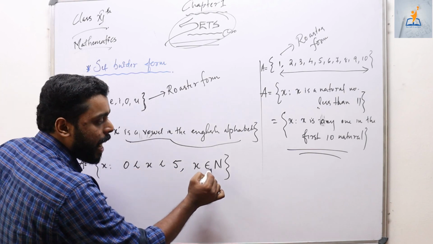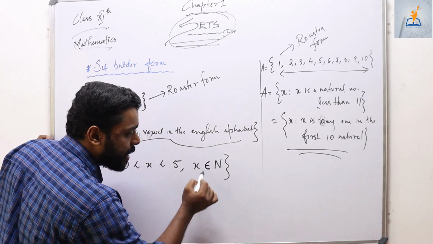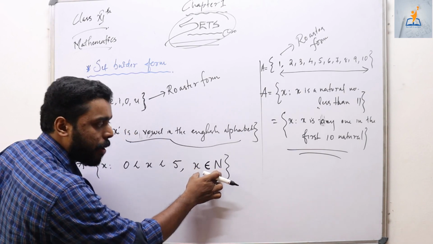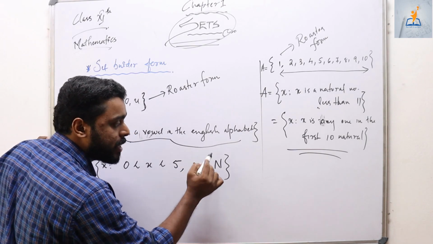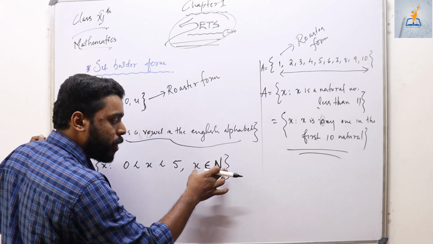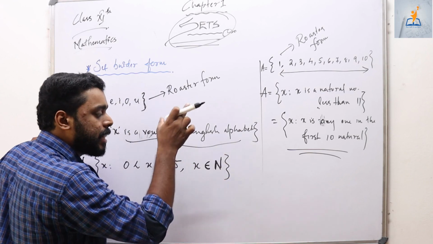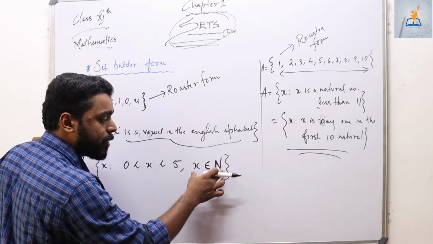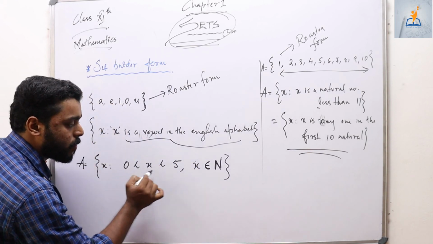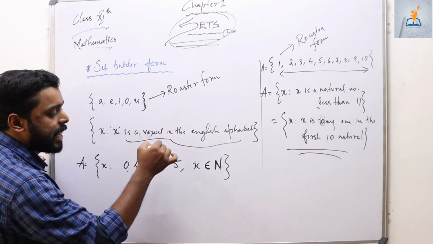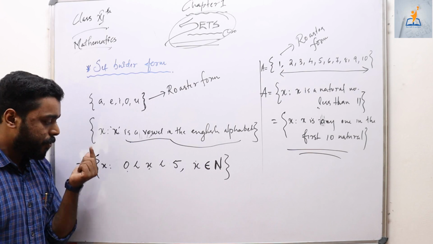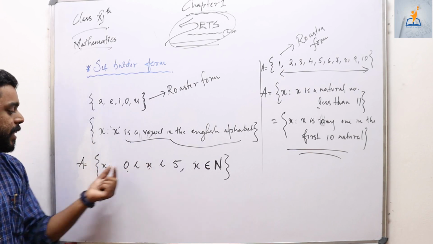See, x element of N should be read as x belongs to N, which means that x is a natural number, because N represents the set of all natural numbers. X belongs to N thus represents the terms in the set of all natural numbers. That is, x is a natural number. Also, x must satisfy 0 less than x less than 5. So we have stated a property of the variable x to be in the set A.